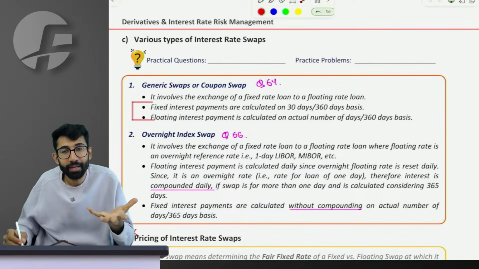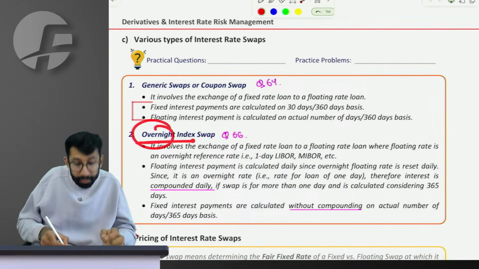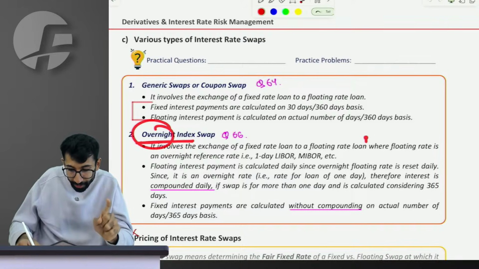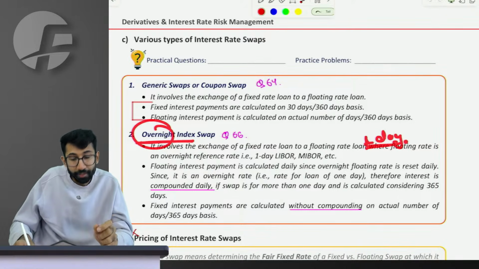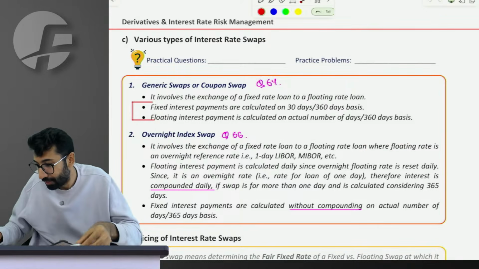What is the underlying reference rate? Underlying reference rate is the overnight rate, meaning to say it is a 1 day LIBOR, 1 day MIBOR. Every day the rate gets changed.